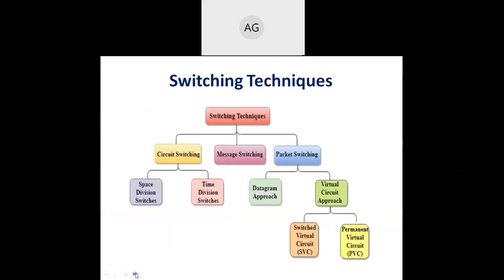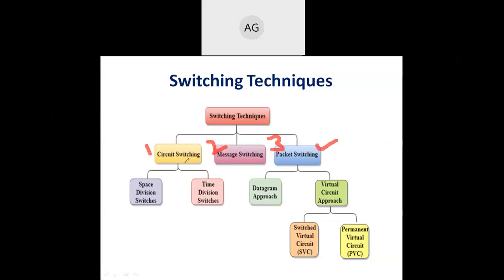So moving to the next slide. Now comes the concept of switching. This diagram is very important. As you can see here, the switching techniques are basically divided into three types: first is circuit switching, second is message switching, third is packet switching. Out of these three, packet switching is mostly used in the case of the internet, and packet switching is in your unit 2.